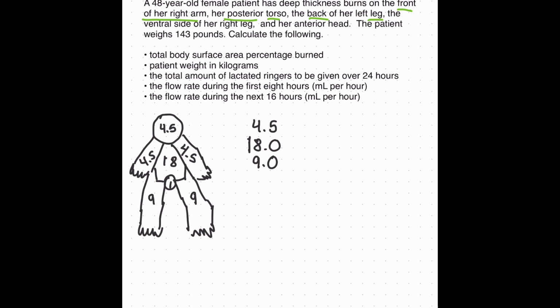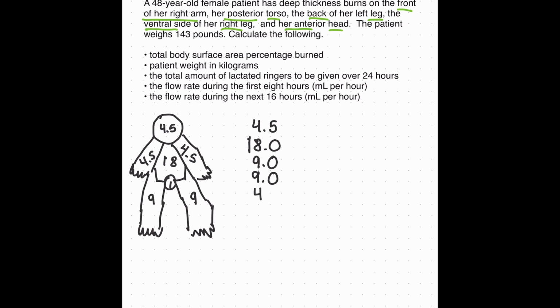And now we have the ventral side of the right leg. You'll notice words like ventral, back, posterior, anterior. They're all hints that you're just using one side of the body. So for the ventral side of the right leg, we will add another 9.0. And then we have the anterior of the head. So we're only going to use one side of the body for that, so it will be 4.5.